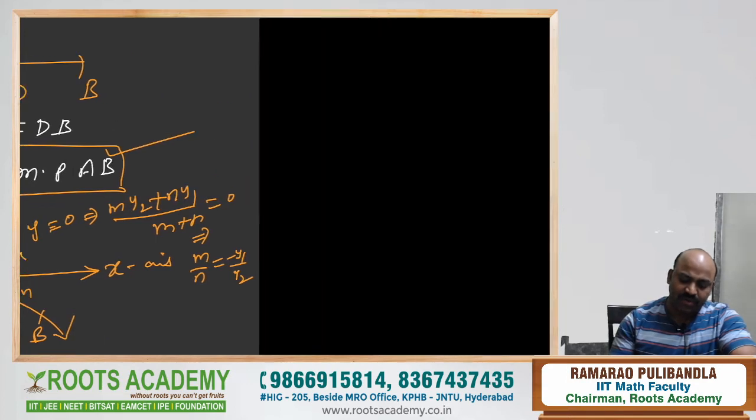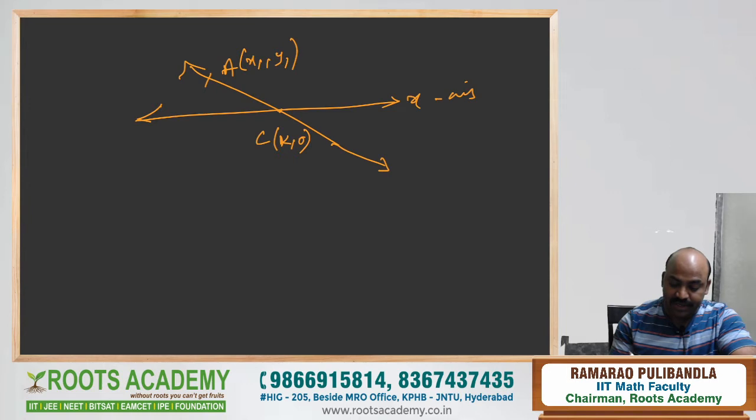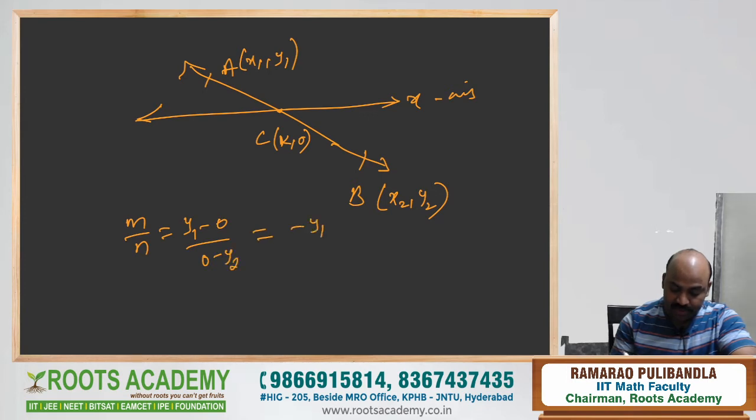Otherwise, you can use another, easier way. Earlier we learnt the concept of the ratio in which a point divides a line. So point A is x1, y1, point C is k comma 0 because it is on the x-axis, and point B is x2 comma y2. So the ratio m by n is (y1 minus 0) by (0 minus y2), which is nothing but minus y1 is to y2.